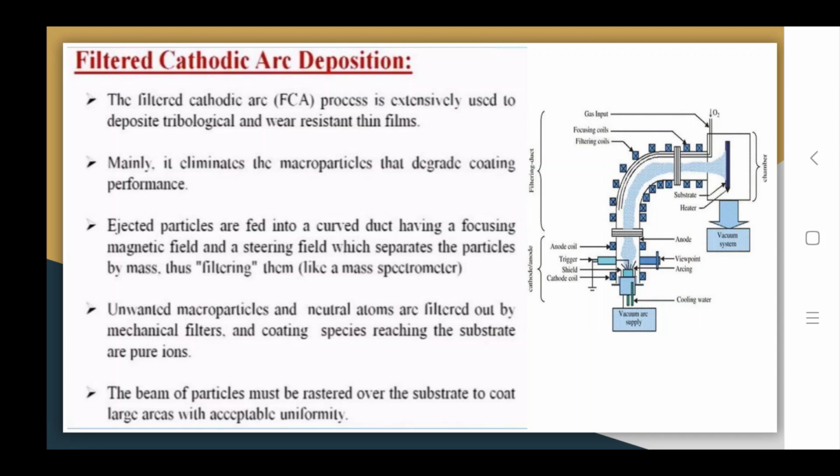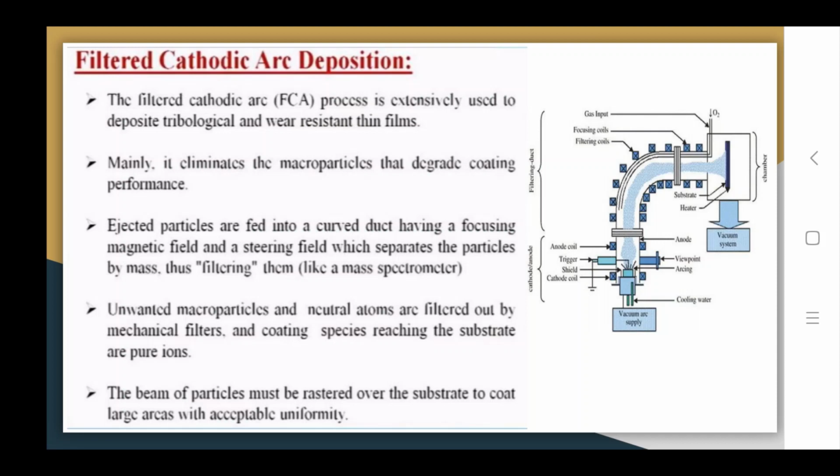Then unwanted macro particles and neutral atoms are filtered by the mechanical filter, and what reaches the substrate is pure ions. Then the beam of particles must be rastered over the substrate to coat a large area with acceptable uniformity. This is actually the movable one, so that it can cover the whole area even if the sample size is bigger. Not only that, the purity of the coating material is also 100%, and it is very easy to take out impurities from the coating materials too.